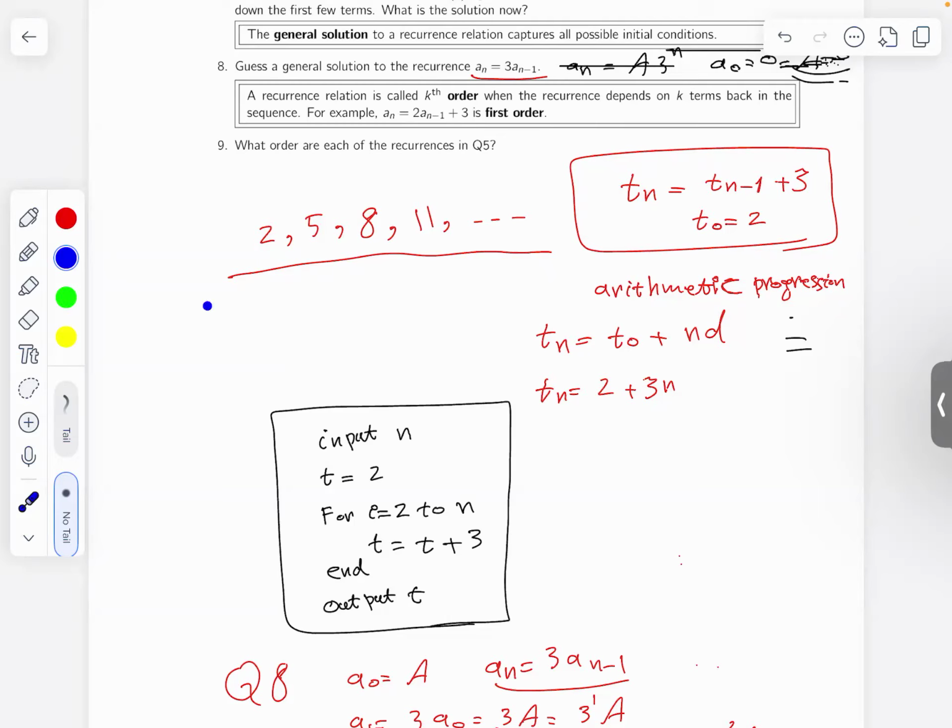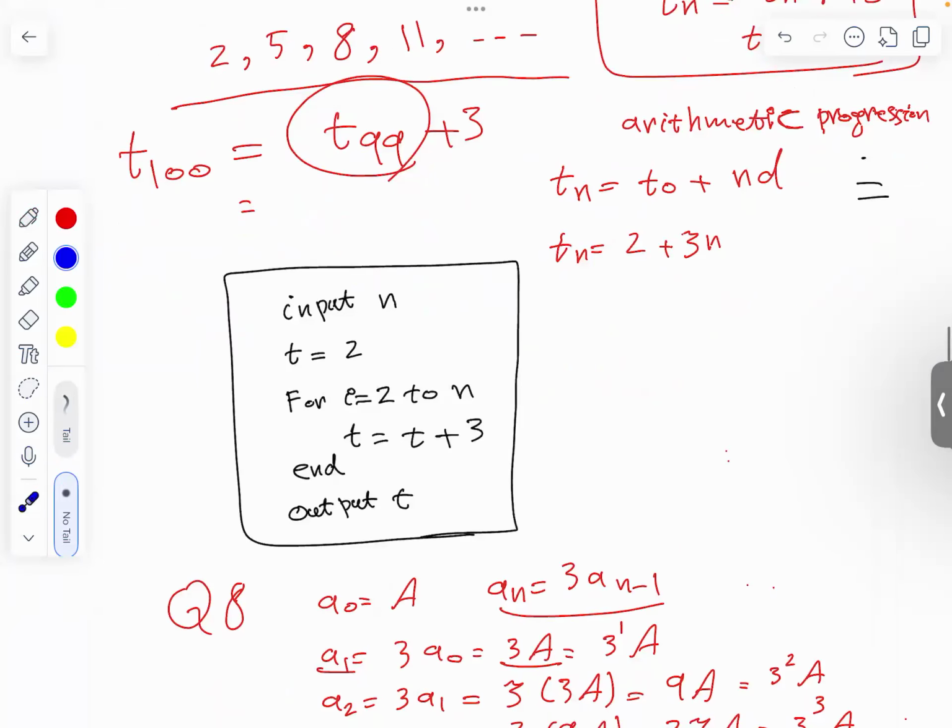To obtain, let's say, T sub 100, you need to calculate T99 plus 3. Then for T99 itself, you have to compute T98, then 97. That's why it's called recurrence. If we write pseudocode for this, to be able to implement it in any language: input n, t initial condition 2, then in the loop, i from 2 to n, t is equal to, let me amend this one.